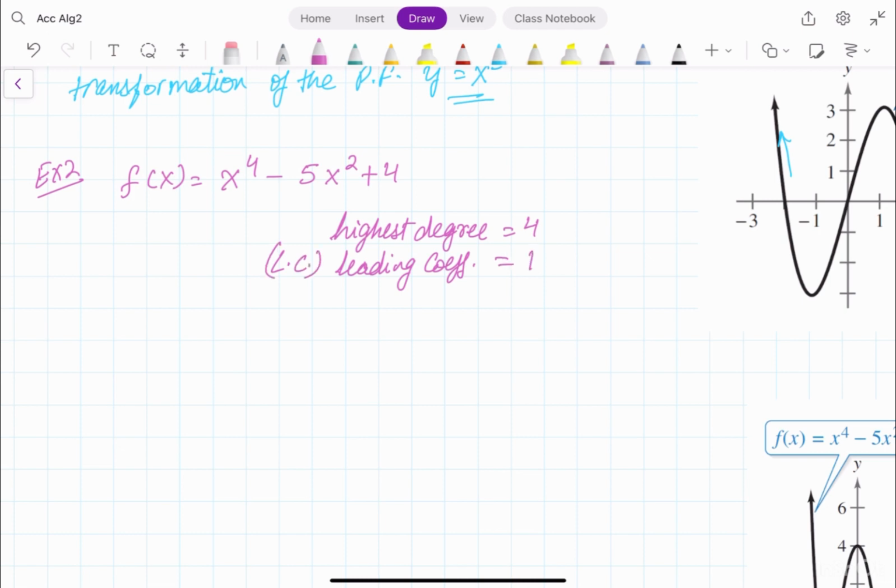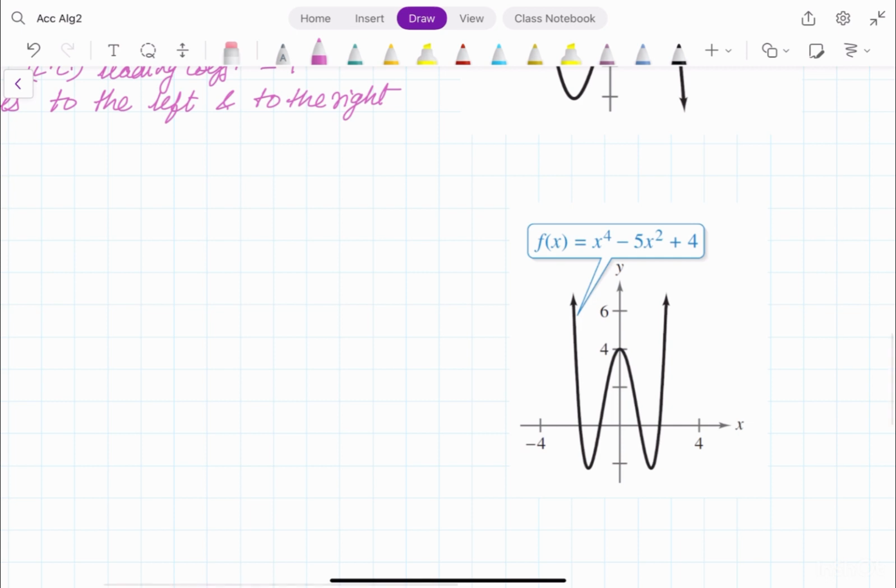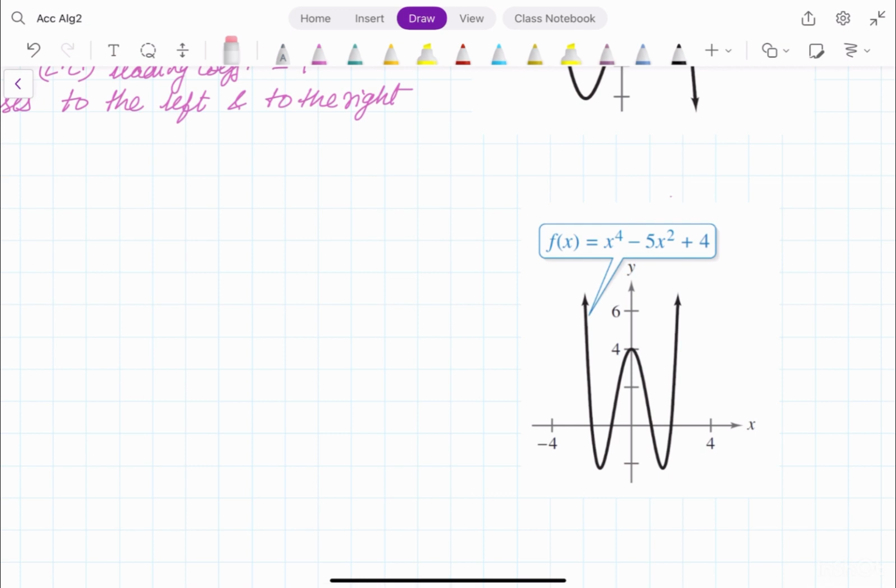That means it will rise on the right and it will rise on the left as well. So the graph rises to the left and to the right. And we can see the same behavior when we graph the function. This is how the graph will look. You might say, you said that it's a quadratic function. Yes, it looks like one, but it is x to the power of 4. So the x to the power of 4 function seems like a W-shaped graph, because it is like two parabolas.